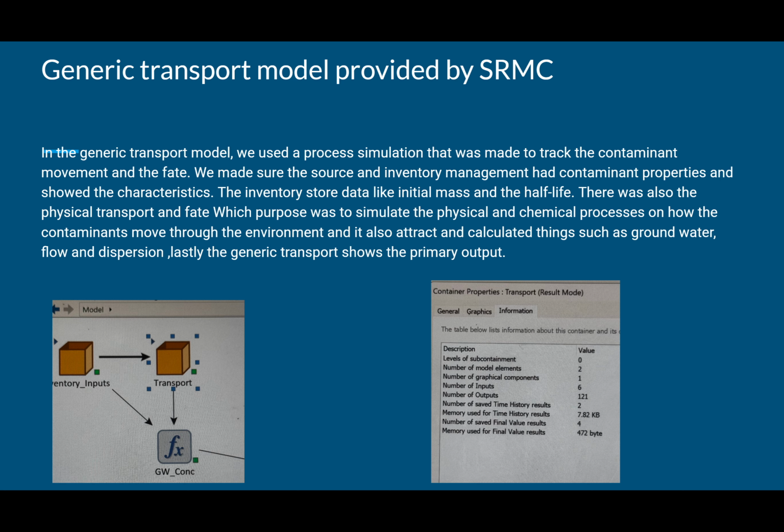I also added the contaminant property transport result mode, which showed the description. It had the levels of the subcontaminants, which was 0, the number of model elements, which was 2, the number of graphical components, which was 1, inputs 6, outputs 121. The number of saved time histories was 2 because I had to save my model because there were a couple of complications with the simulation. The simulation structure, and then the memory time.